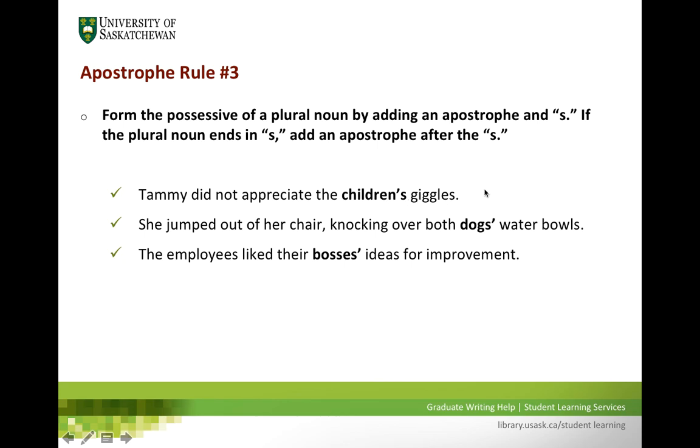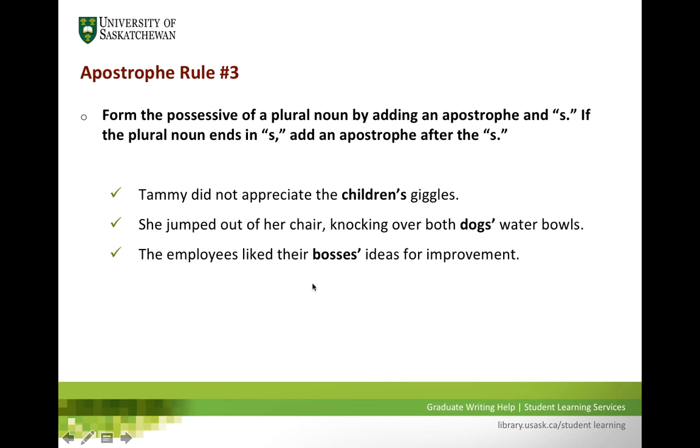And the next one, she jumped out of her chair, knocking over both dogs' water bowls. So in this one, we have a plural noun, dogs. And so to make the possessive of this plural noun, we add just the apostrophe.